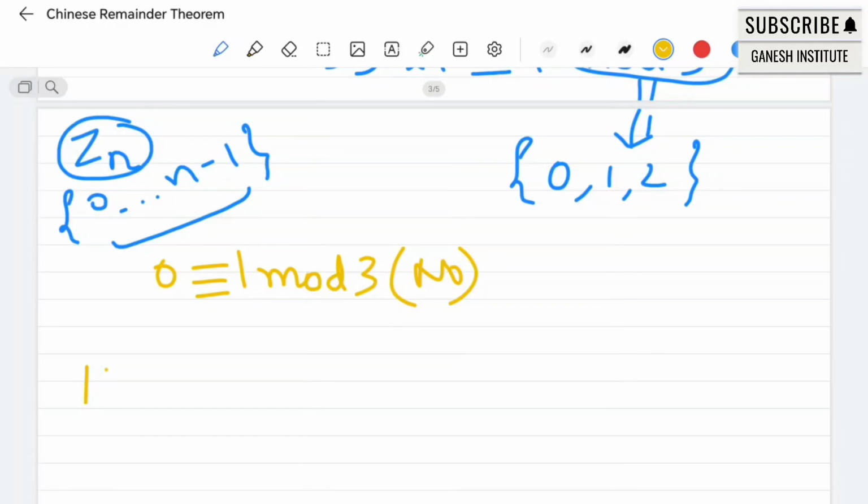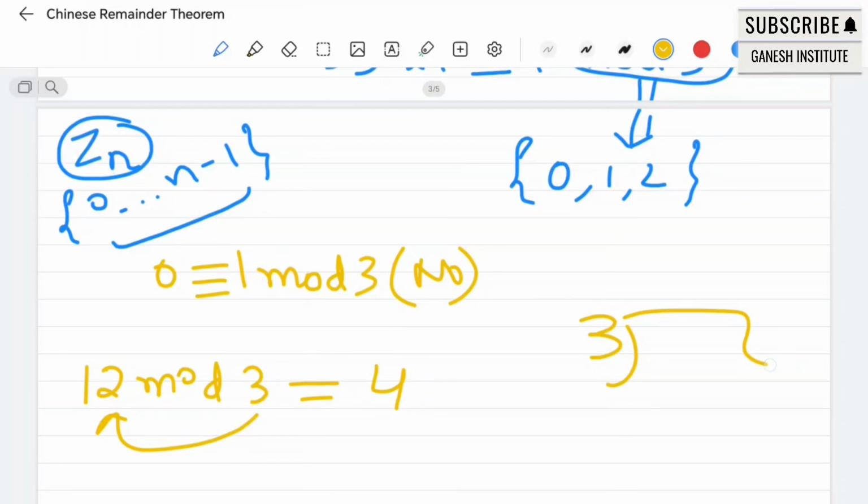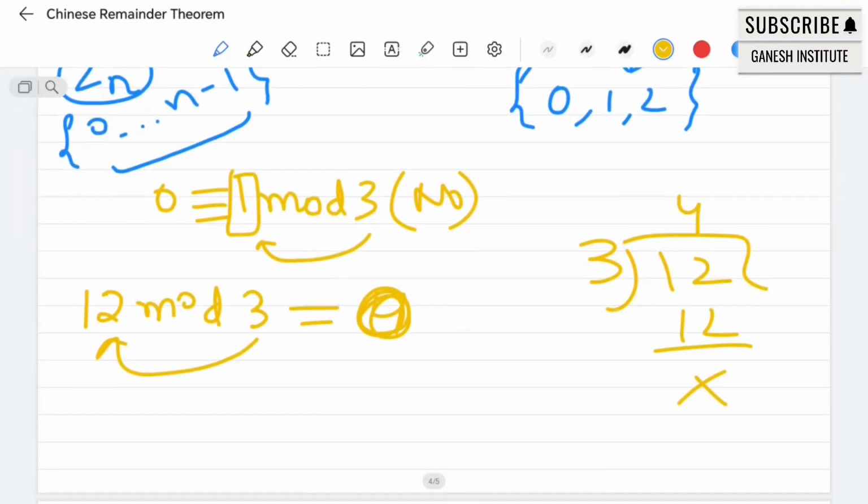Let's say I have 12 modulo 3. So we have to divide 12 by 3, and we can divide 3 into 12. That is, 3 fours are 12. So remainder is 0. Because here 1 is there, remainder is not 1. If we divide this, remainder cannot be 0. So we cannot consider this.